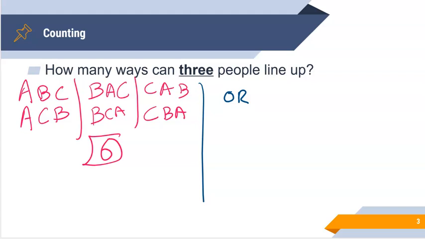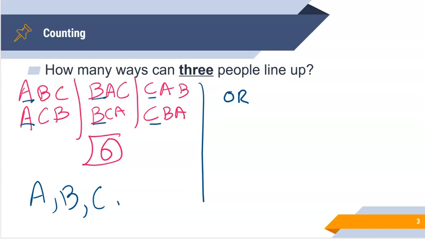First question is, how many ways can three people line up? And this is thinking that we have person A, person B, person C. Well, person A could go first, right? Or person B could go first, or person C could go first. That's a total of 6 ways.